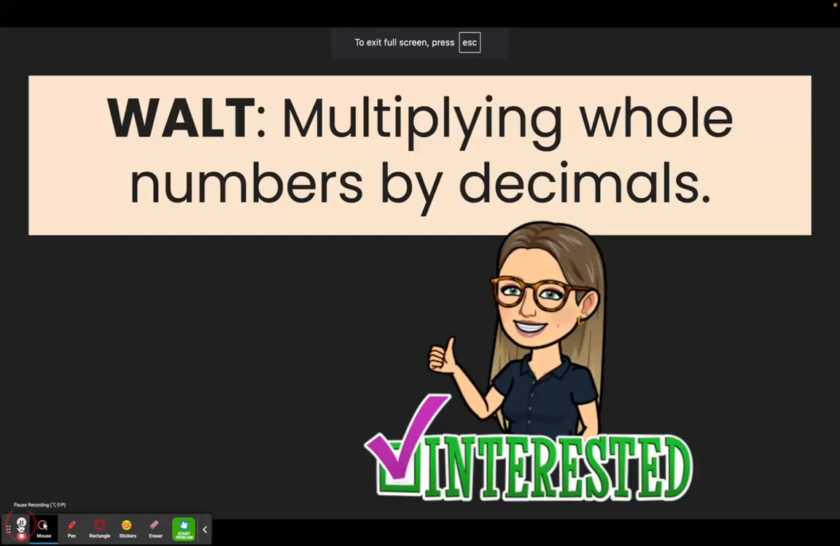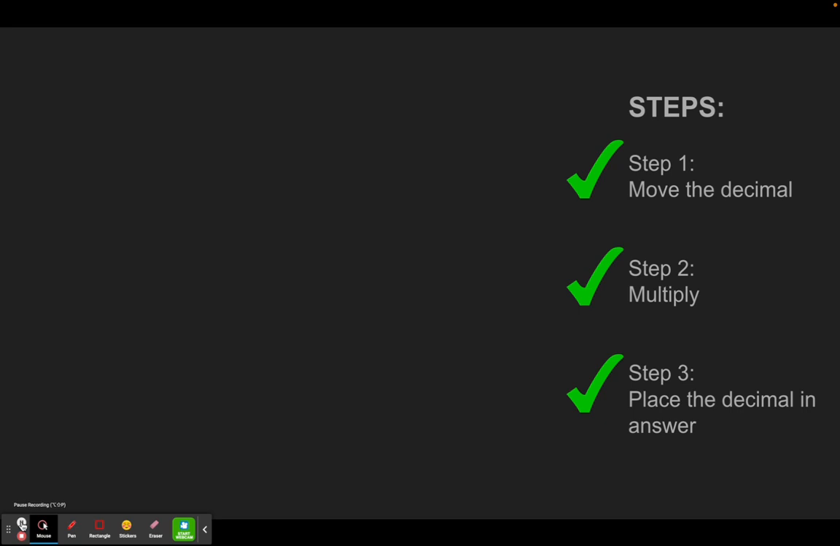Kia ora guys, what we are learning to do today is to multiply whole numbers and decimals. So there are 3 steps to doing this. The first step is to remove or move the decimal. The second step is to multiply, and the third step is to place the decimal back in your answer. I'll show you how to do this now.